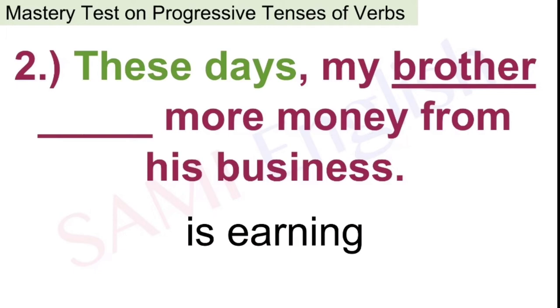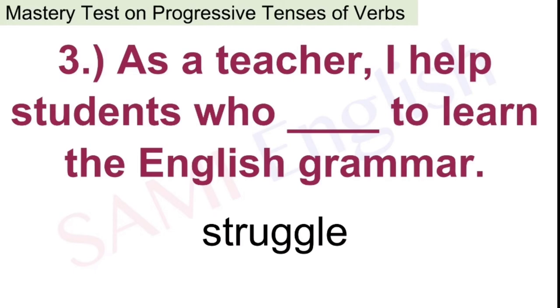Number three, as a teacher, I help students who blank to learn the English grammar. So, paano ba natin malalaman kung ang ongoing action ay nangyayari in the past, present, or future? Let's focus on this phrase, as a teacher. So, ibig sabihin, kung ikaw yung speaker at meron kang sinasabing action na nangyayari at the present time, you would really use this phrase as a teacher or as a doctor, as a pharmacist, okay?